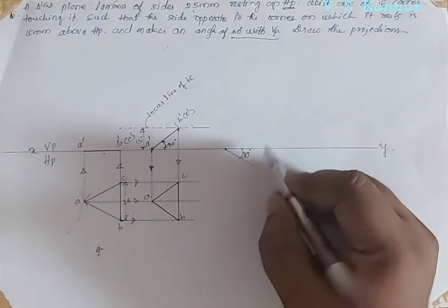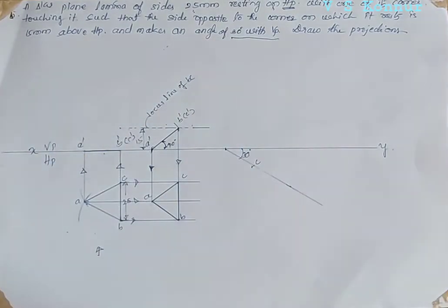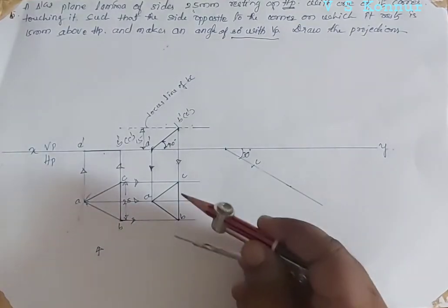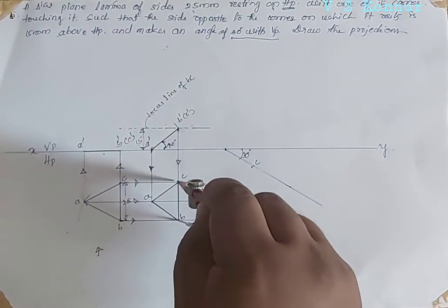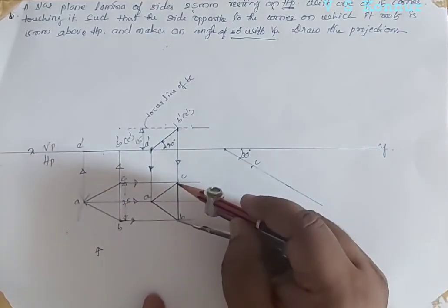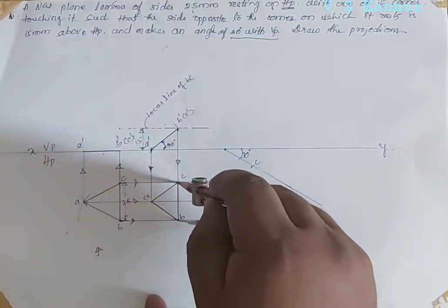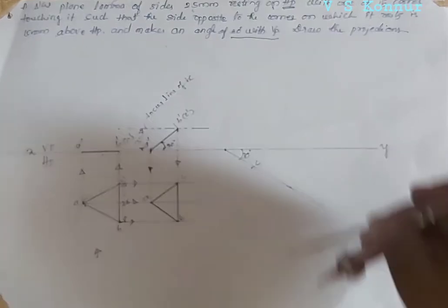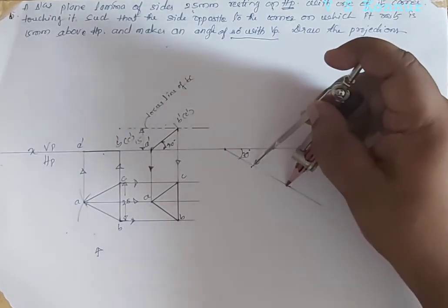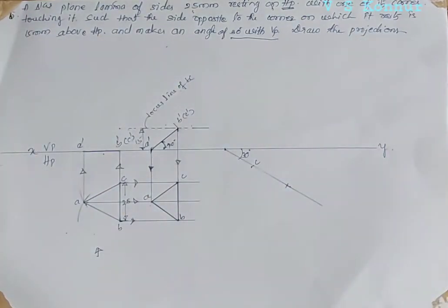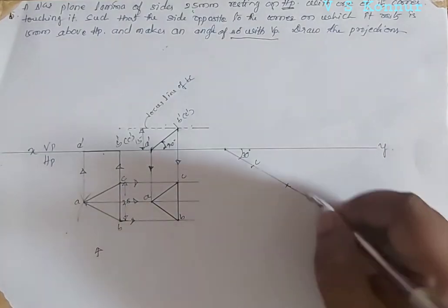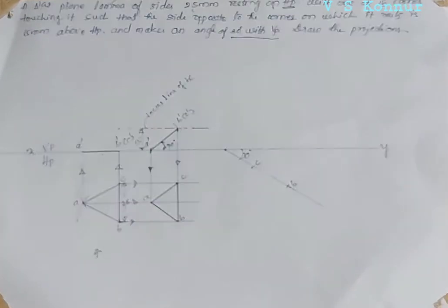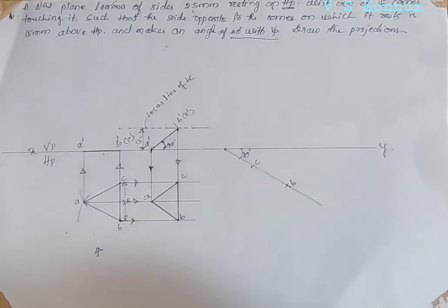So B should come, C should come here and take the distance from B to C with the divider. Take distance from B to C. And keep at C point, which I have marked, anywhere you can mark, and then cut that 30 degree line by B. Right. Now take the distance from B to A.